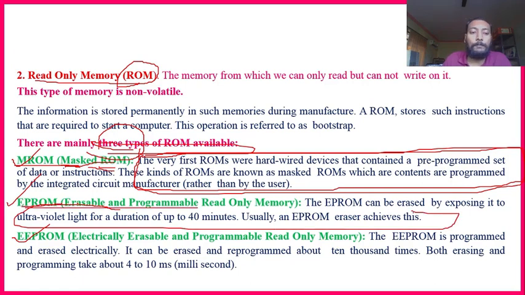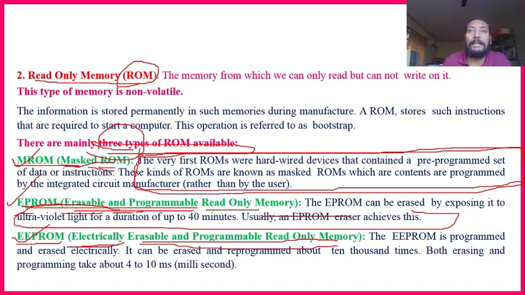So EPROM means erasable and programmable read-only memory. Erasable means you can erase that memory. Some data you kept in it, but you can delete it also. That is called erasable and programmable read-only memory. And next is EEPROM, double E PROM. EEPROM means electrically erasable and programmable read-only memory.